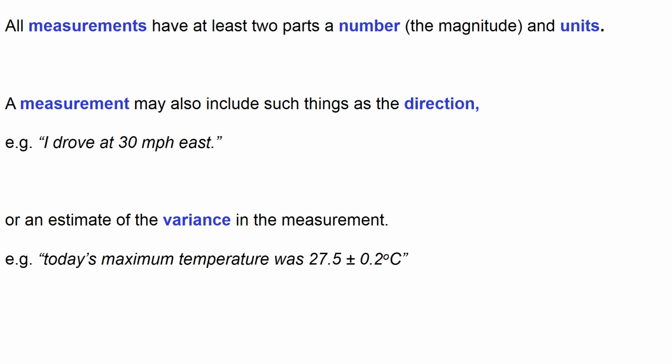The other thing that we'll often include when we're giving the value of a measurement is an estimate of the variance, and sometimes this is done using what we call plus or minus notation. Here I've written that today's maximum temperature was 27.5 plus or minus 0.2 degrees Celsius. The magnitude is the 27.5. The degrees Celsius is the units. And the plus or minus 0.2 is the variance, and that tells us that our value was somewhere between 27.3 and 27.7.